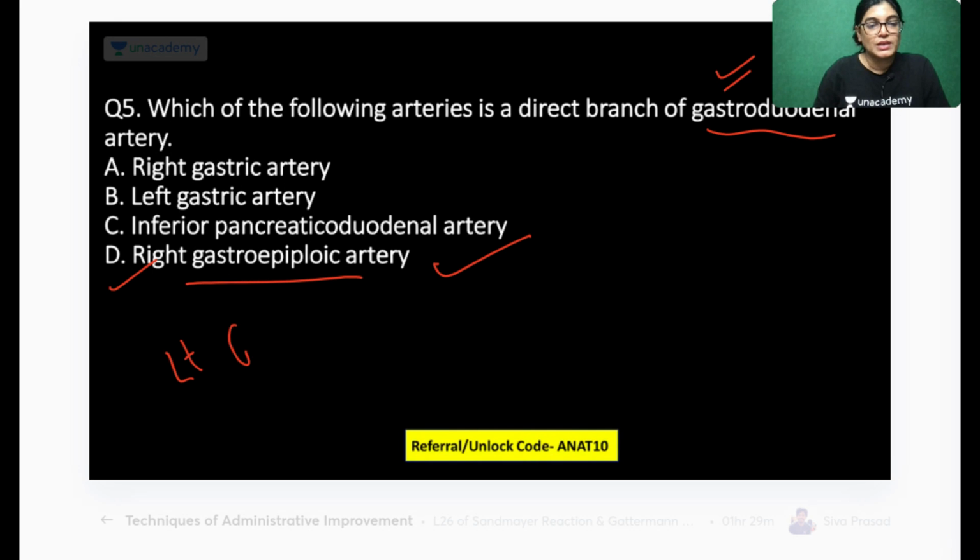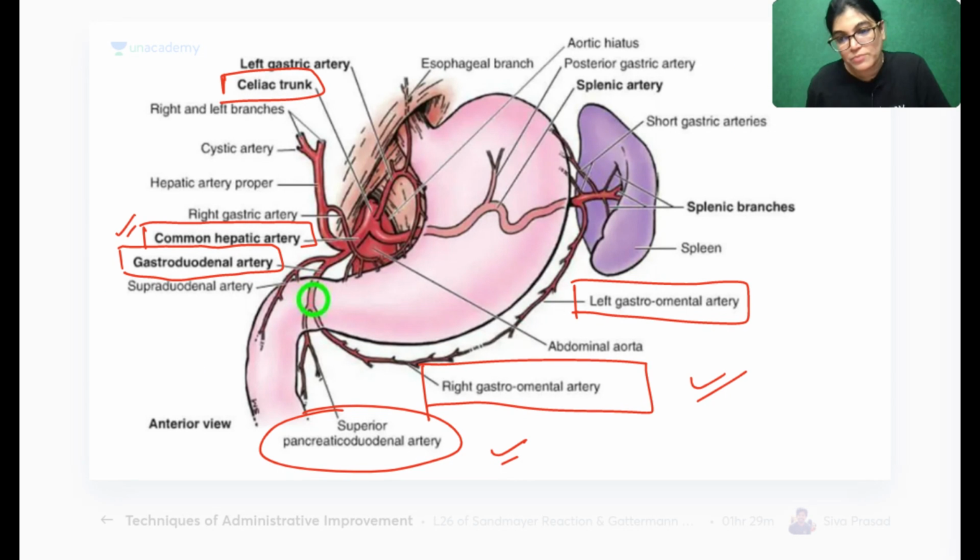Can anybody tell me, left gastroepiploic artery is a branch of the splenic artery? Yes, left gastroepiploic artery is a branch of the splenic artery. Absolutely right, Dr. Gaurav, Abhi, Steffi, Praveen. So yes, this is a branch from the splenic artery.